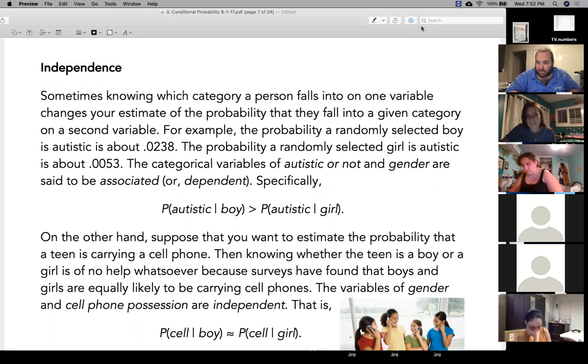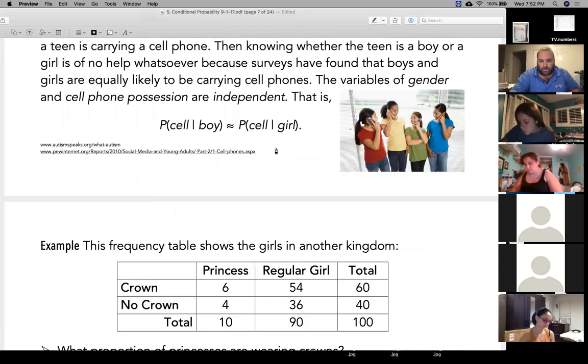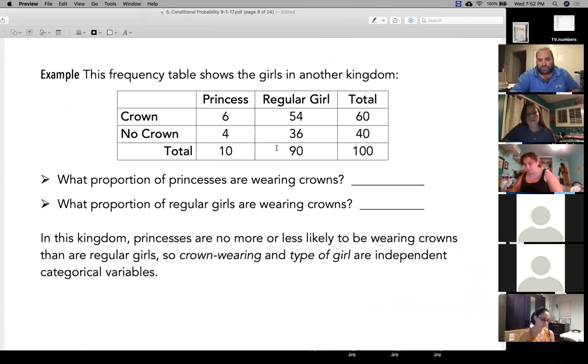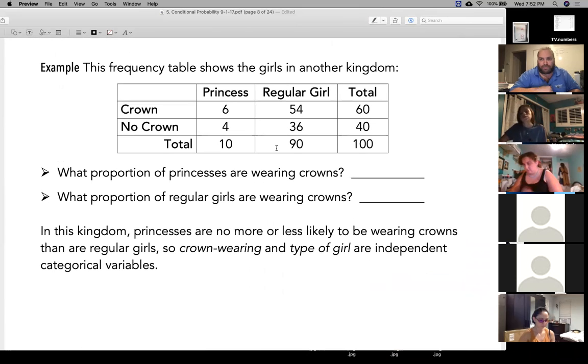Okay, does that make sense? Yes, it does. Okay. So, we of course want to make this more rigorous. So let's look at the next slide. This frequency table shows the girls in another kingdom. This is a different kingdom altogether. First, go ahead and study this chart for a second.